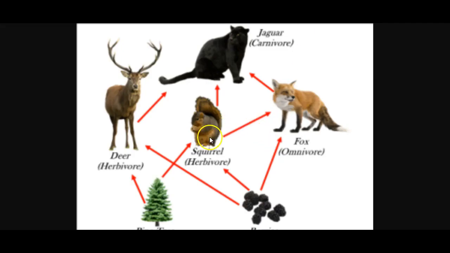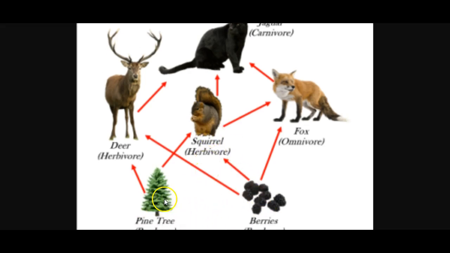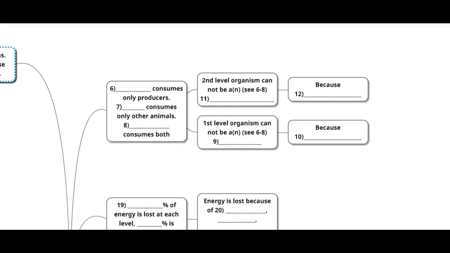All right, let's come over here. Here's a first level organism. First level is eating, okay, is eating producers. So here it's pine tree and berries. So the squirrel cannot be a carnivore, okay, cannot be a carnivore. Look at the deer. The deer, it's eating a plant of some kind. It cannot be a carnivore. Fox, okay, it's at the first level. It means that it's eating plant material. It can also not be a carnivore. So the best answer for this one is it can't be a carnivore.